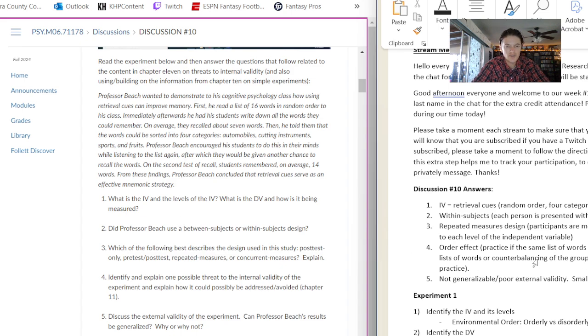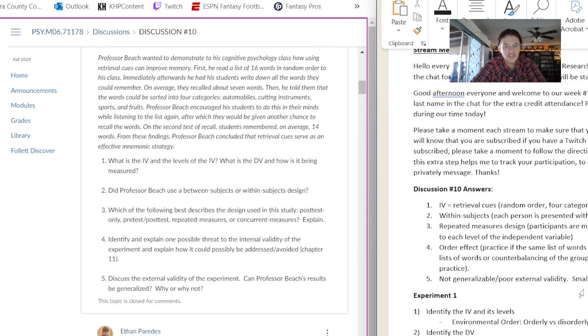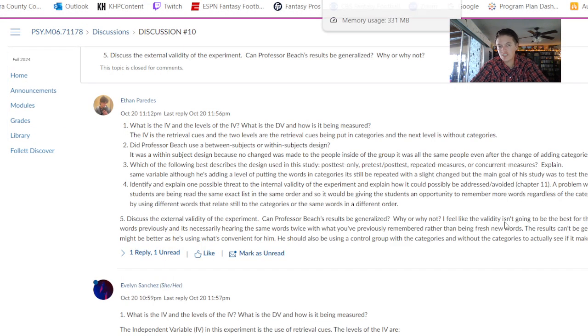Did Professor Beach use a between or within subjects design? Almost all of you got this within subjects, nicely done. And it was definitely a repeated measures design, so the participants were measured on a dependent variable more than once, before and after each level of the independent variable. Some of the things that you could have talked about in terms of threats to internal validity, the testing threat and the order effect were definitely two of the ones that were probably the most relevant. And I love that so many of you picked up on the fact that it wasn't overly generalizable because it had a very small sample, and it was also a sample of convenience.